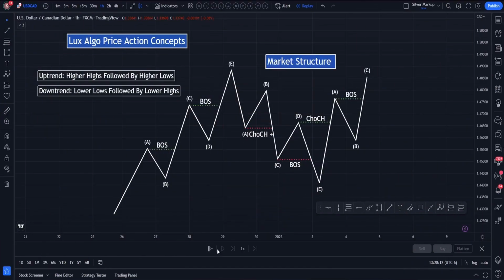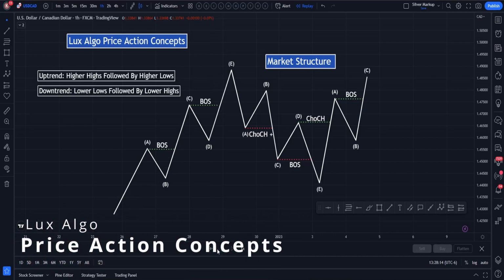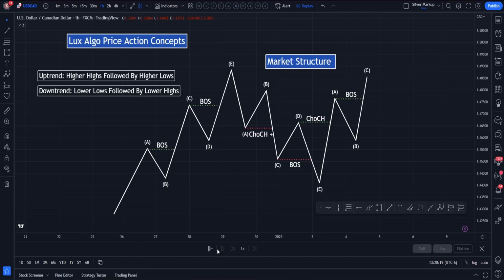All right, with this video, I want to show you the Lux Algo price action concepts and how it works. And more importantly, we're going to be focusing on the market structure aspects of the Lux Algo price action concepts and break down exactly what you need to be looking for, how it works, and how you could trade it with Lux Algo.